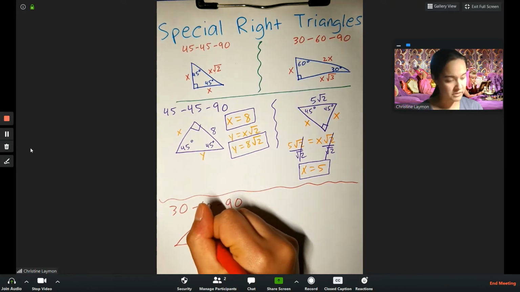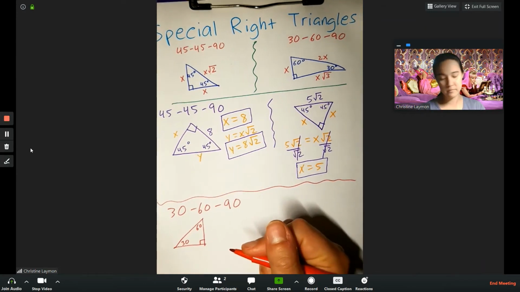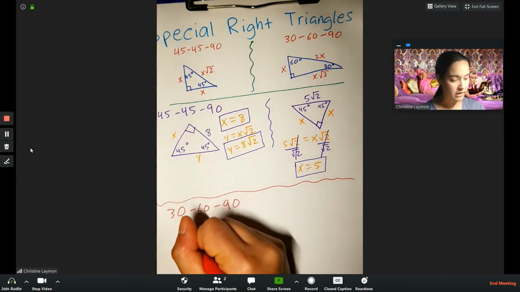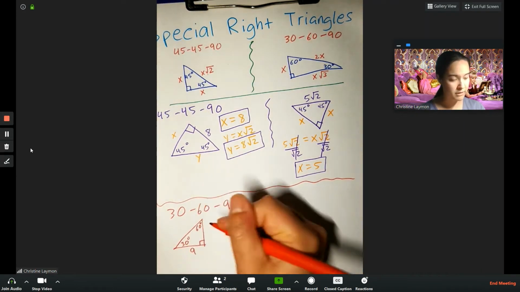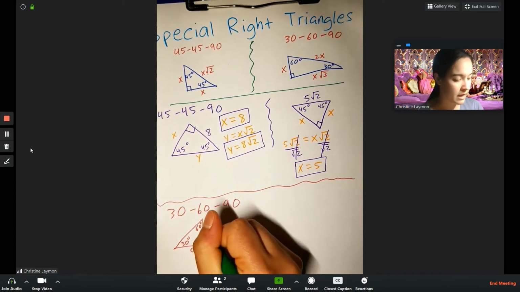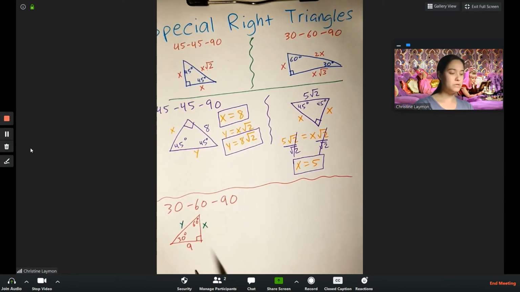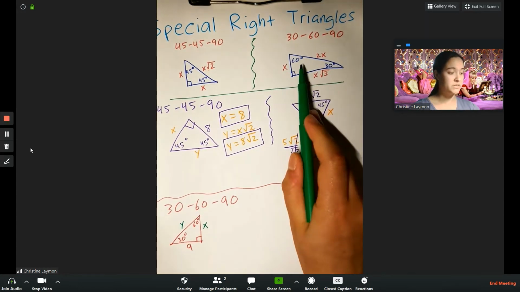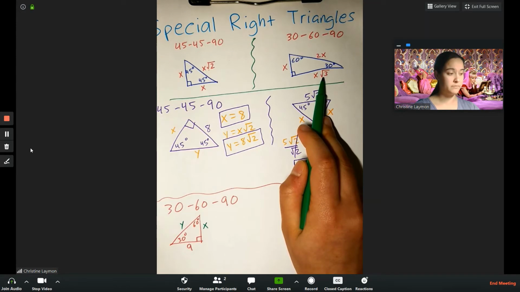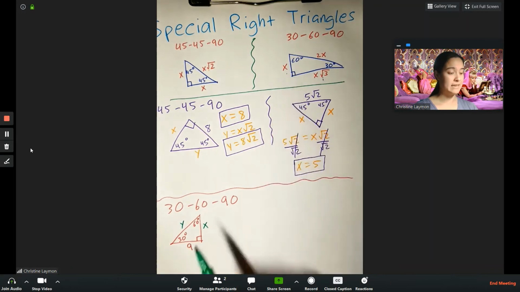Let's say this is the 60, here's the 30, and that's the 90. I'm going to give you this one is a length of 9. These are degrees. And we want to find x and y. Okay, so notice that this 9 is opposite the 60 right here. Okay, so in order to find x, I've got to say 9 equals x root 3.